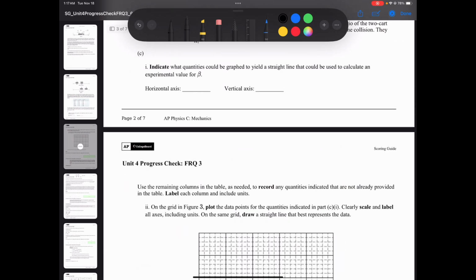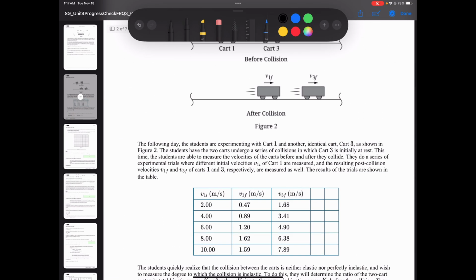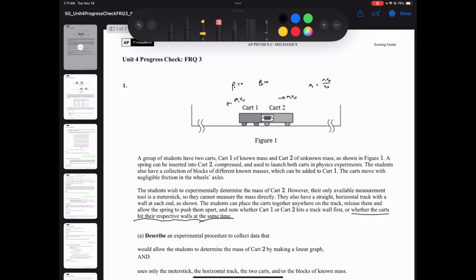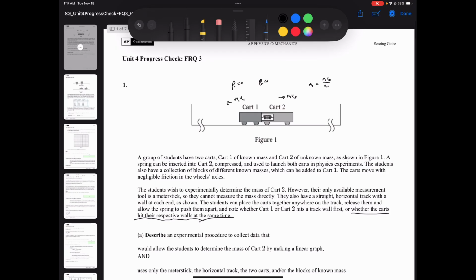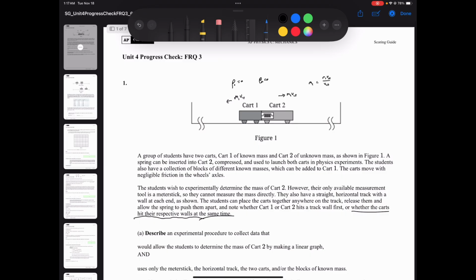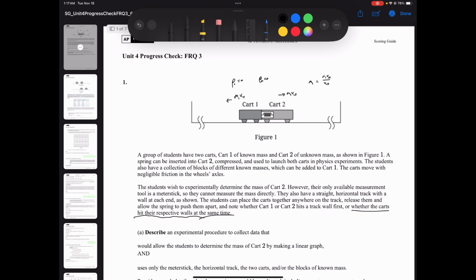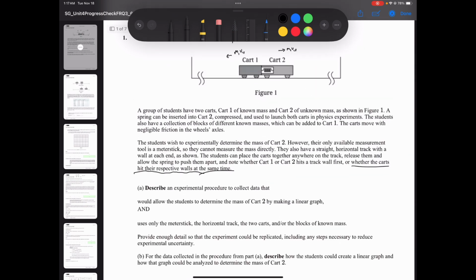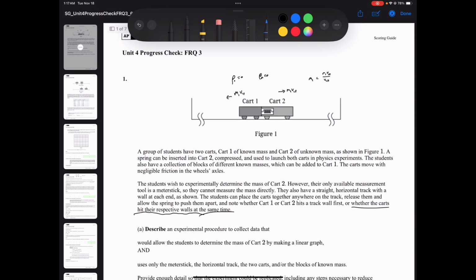Wait, isn't cart 2 the one they're figuring out? Cart 1. Oh, wait, what? Cart 2. Yeah, cart 2 is an unknown mass. The students have a collection of blocks of different known masses, which can be added to cart 1. All right, well, that's a typo. Because you're going to be adding masses to cart 1, yeah.